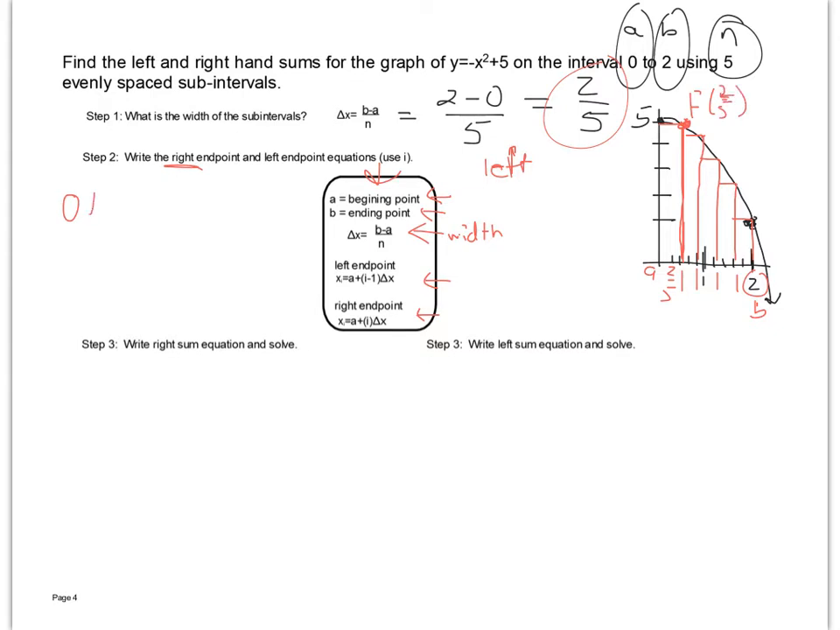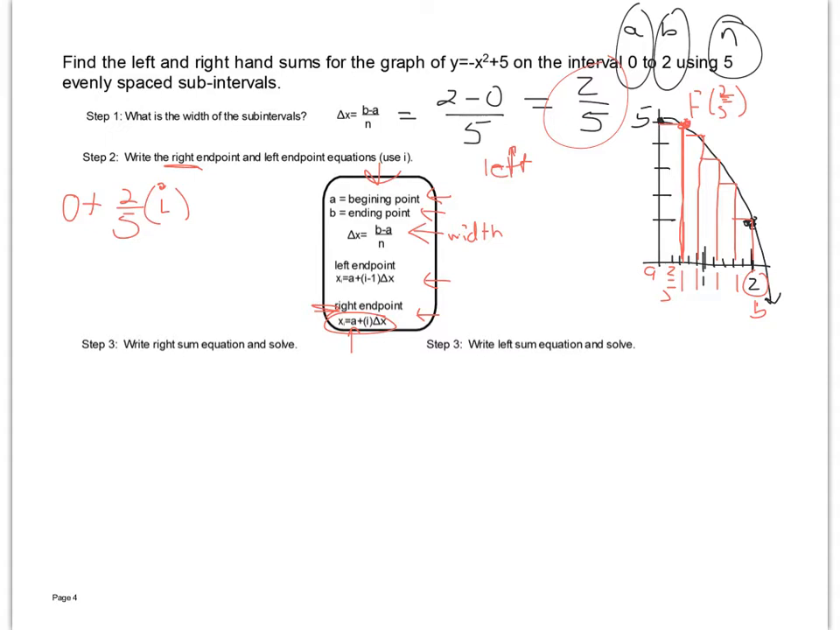So I have to add on my delta x. But for my next one, I add on 2 of those, and then 3 of those, and then 4 of those, and then 5 of those to get to my last one. So I have to multiply it by whatever subinterval I'm on. So that's how I got this guy right here. I used my formula here.